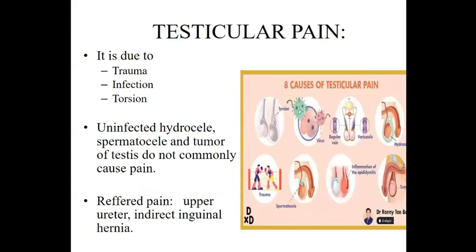Testicular pain. There are different causes of testicular pain. It could be due to trauma, infection, or torsion. Uninfected hydrocele or spermatocele and tumors of the testes do not commonly cause pain, but trauma to the testes may cause pain, and a patient with a testicular tumor may have pain due to hematoma or rupture of the tumor. Pain may also be referred from the upper ureter or an indirect inguinal hernia.